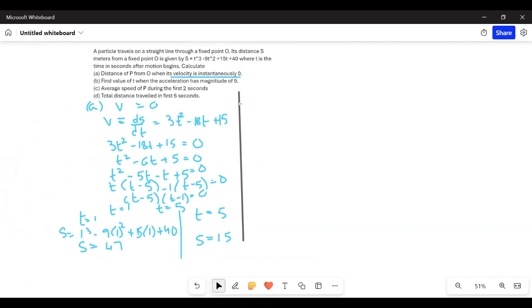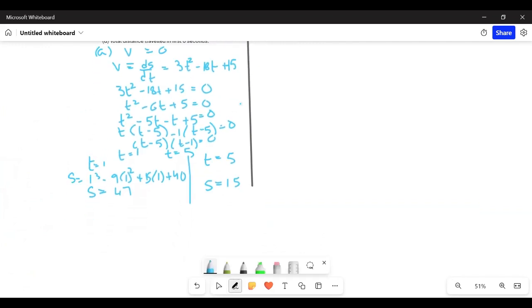Now, what is this telling us? We might need this concept later, so let's just discuss it right now. So at the start of the experiment, the particle is somewhere at a position O, and at time equals 1, its velocity becomes 0. So let's say it started to move in this direction, and then at time equals 1, it is at a distance of 47 meters from the initial starting point O.